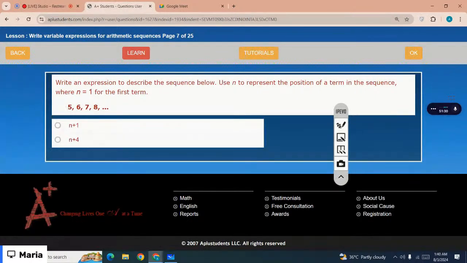Write an expression to describe the sequence below. Use n to represent the position of a term in the sequence where n equals 1 for the first term. So, which is the correct option? That is n plus 4. The correct option is n plus 4. Option number 2 is the correct option.